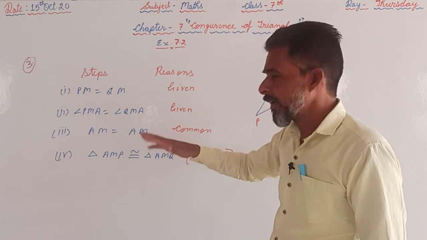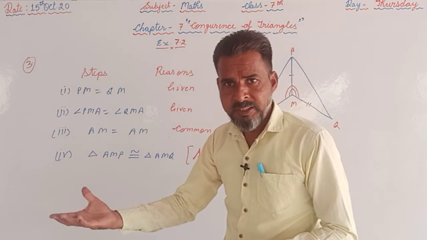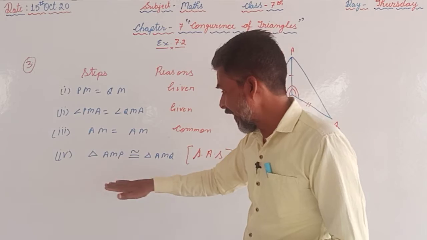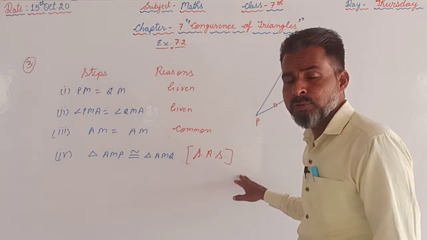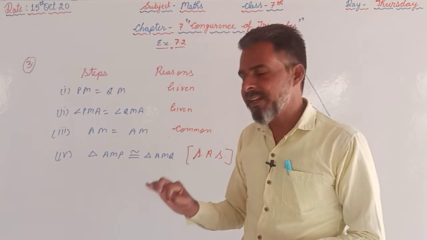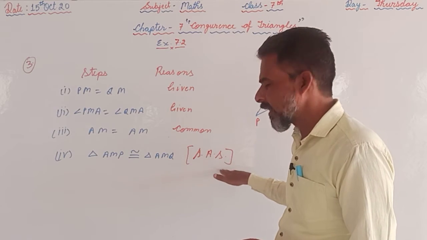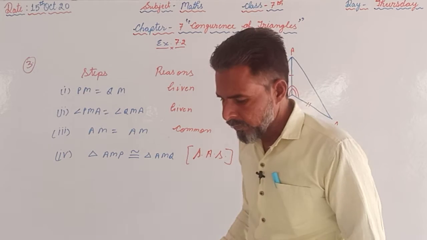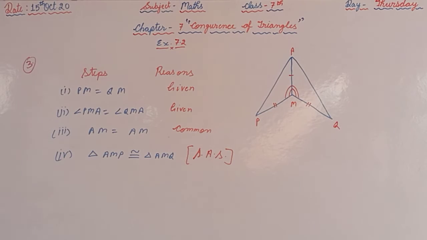At the end, when we get three things which are equal, then we can say that the triangles are congruent. When we are writing that the triangles are congruent, in front of that we are supposed to supply the particular criteria which we are using. As we are using side angle side in this question, we have mentioned side angle side. So, this is the perfect method to proceed with the questions.